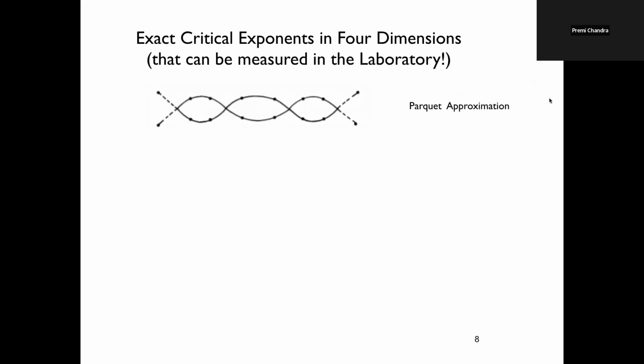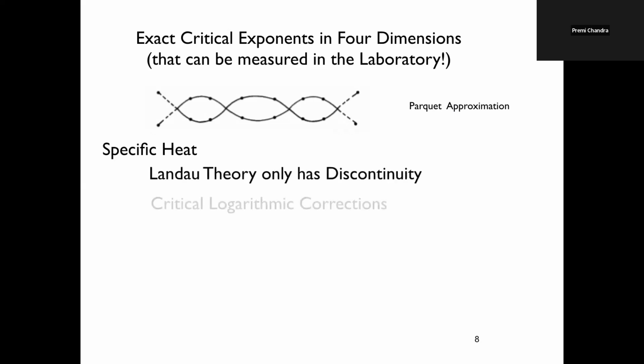measured in the laboratory. So they used what we call a parquet approximation, okay, which now we know is okay in the marginal dimension. And they decided to calculate specific heat because in Landau theory, the specific heat does not have a singularity. It only has a discontinuity. So what they did was they said, let's calculate this specific heat. It's a tour de force calculation.